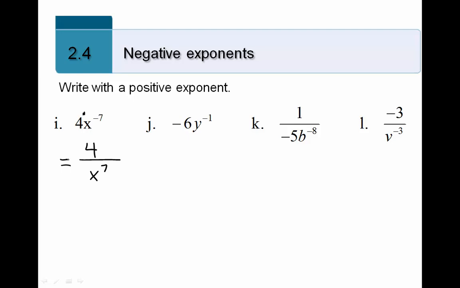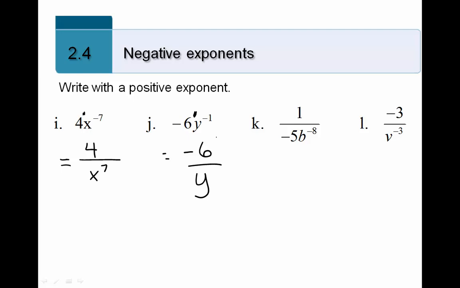Negative 6, y to the negative first. We're not trying to make the negative 6 into a positive 6. Remember, we're only trying to make negative exponents positive. There's a 1 on the negative 6, so it can remain in the numerator. We're trying to make the negative 1 exponent on the y positive. The reciprocal of y is 1 over y. That pushes y to the denominator, making the 1 a positive 1. But the 1 as an exponent is implied, so we can just leave our answer as negative 6 over y.